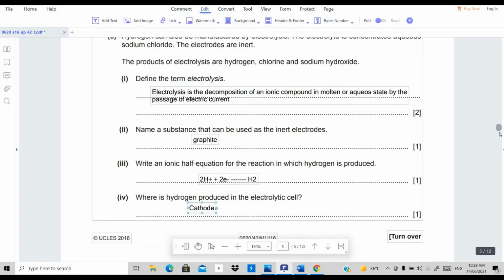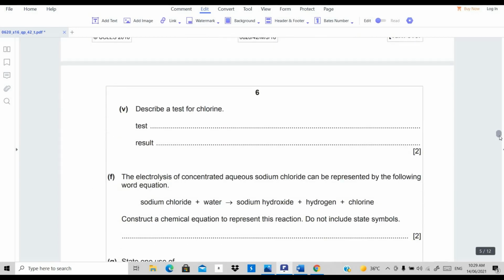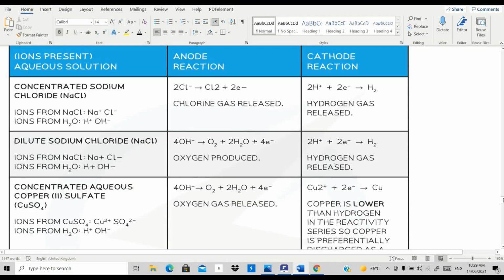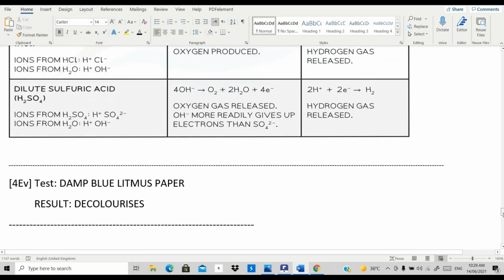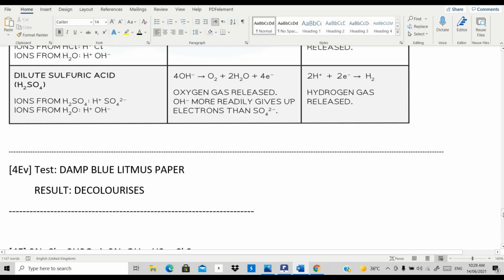Moving on to the next part of the question: describe a test for chlorine. There is a simple test for chlorine you need to be familiar with. Here I'll show you the test. You can see here clearly. The test uses damp blue litmus paper, which is an indicator. We add the damp blue litmus paper to the test tube, and the result is that it bleaches. The chlorine will bleach the damp blue litmus paper, so it will decolorize. So we can just write this statement as it is.